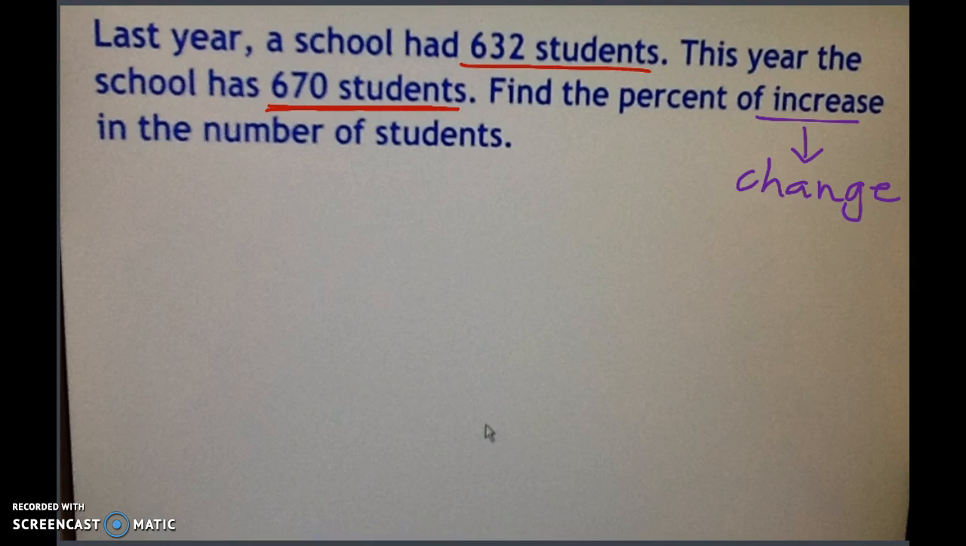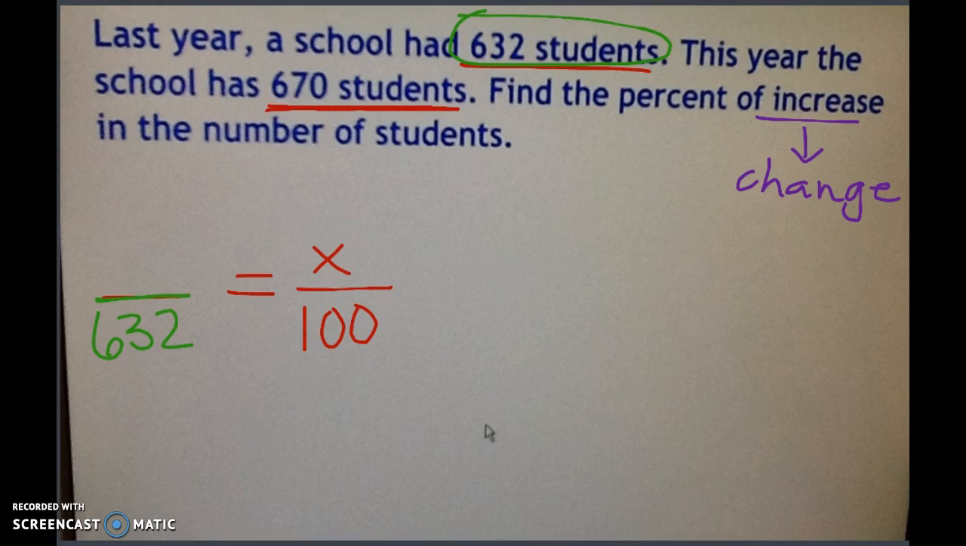Here's what you can do. One way you can do this is to do a proportion. So I'm going to set up a little proportion over here. Now, I don't know what the percent was that it changed by, so I'm going to put x over 100. Now, I do know my original amount. My whole amount of students to start with goes on the bottom. So I started with 632 students. That was my original amount. That goes on the bottom.